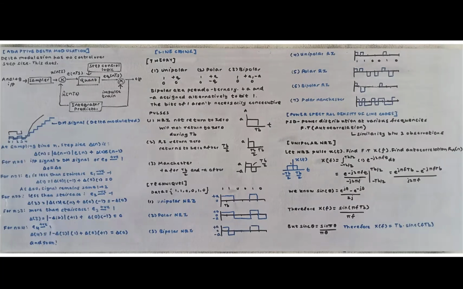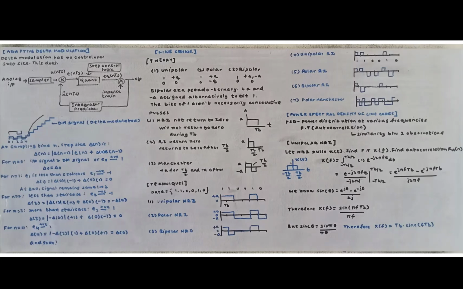The first is the theory part. So there's three types of waveforms you should remember. The first is unipolar, which means when the bit is high, the amplitude is plus A. When the bit is low, then the amplitude is zero. Polar, since it's not uni, it's plus A and minus A for high bits and low bits. For bipolar, it's plus A, minus A for consecutive ones, and zero for the bit zero.